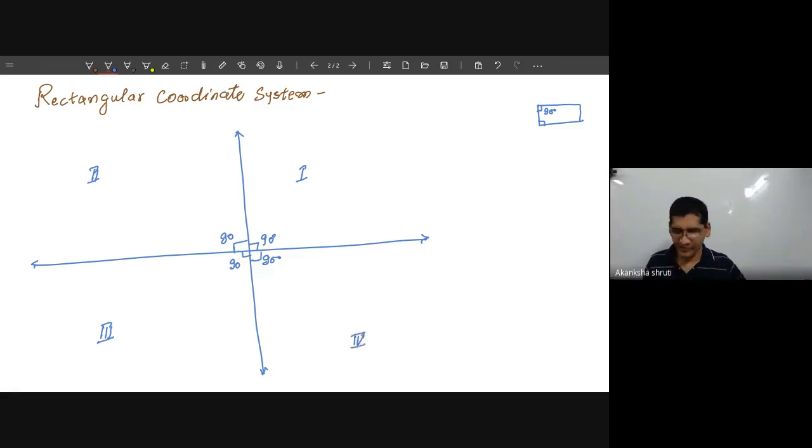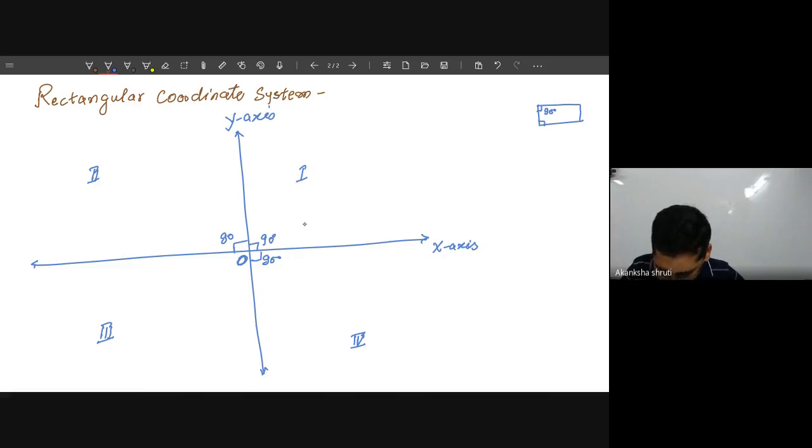Okay, the other thing, this horizontal line is called the x-axis. The vertical line is called the y-axis. The point where this horizontal and vertical line intersect is called the origin and is denoted by O or 0.